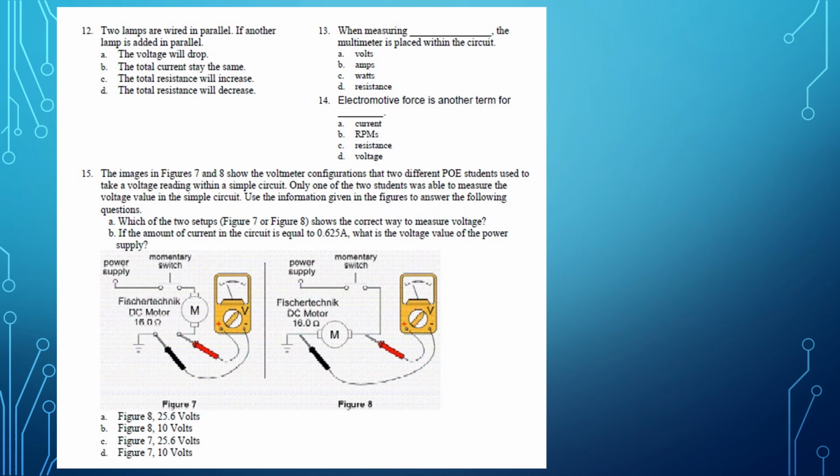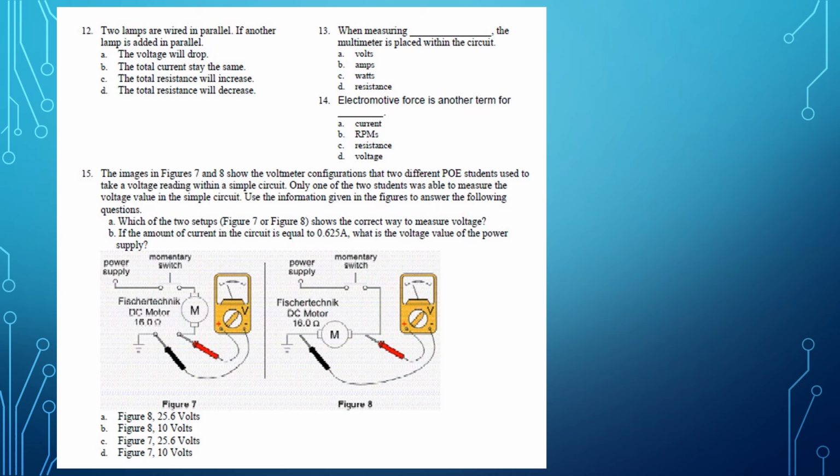Number 12, 2 lamps are wired in parallel. If a lamp is added in parallel, what's going to happen? Again, resistors in a parallel circuit, that's going to result in a decreased resistance. So you have 2 light bulbs. You've got to look at the light bulb not as something that's going to do an output, but it's actually going to draw some current. It's going to draw voltage, things like that.